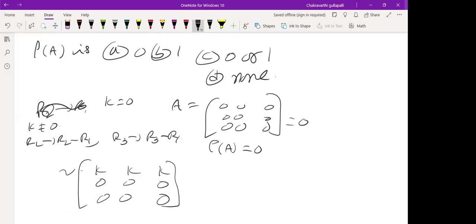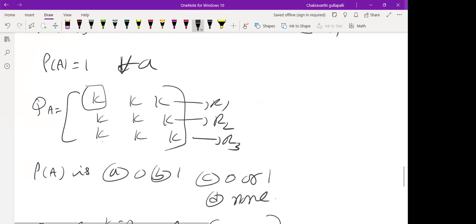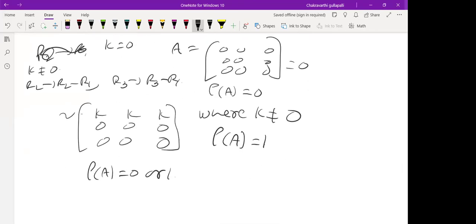So K is not 0. How many non-zero rows? One non-zero row, because K is not 0, and 2 zero rows. So what is the rank of A? The number of non-zero rows, which is 1. So if K is 0, the answer is 0, and if K is not 0, it is 1. So it depends on K. The rank is either 0 or 1, whenever K is changing, your rank is changing. So the rank of A is 0 or 1. Option C is the correct option.